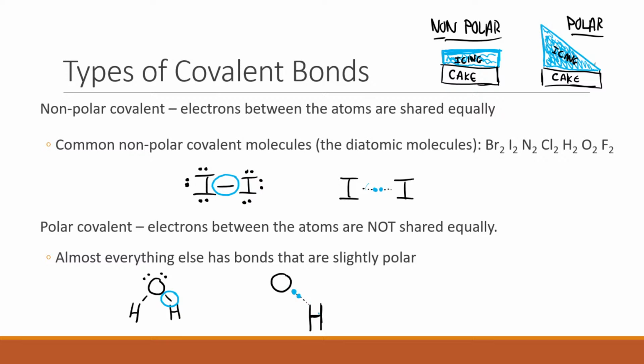There are varying degrees of polarity. You can have something that's 50-50, and then you can have every other combination. You can have 40-60, 30-70, 20-80, 10-90. We could go up by fives. We can have any varying degrees of polarity, any varying degrees of unequal sharing of electrons. Basically, everything that isn't a 50-50 split is polar.